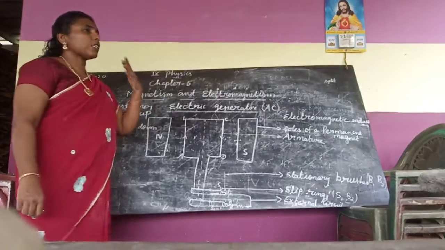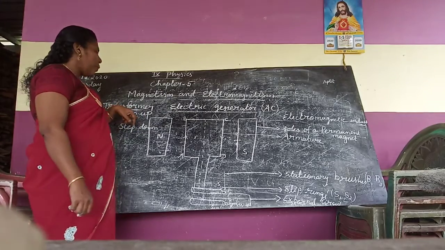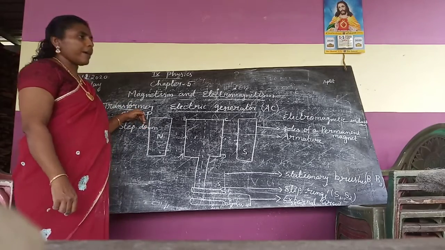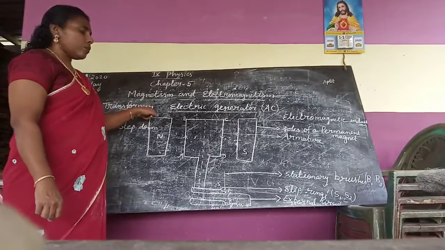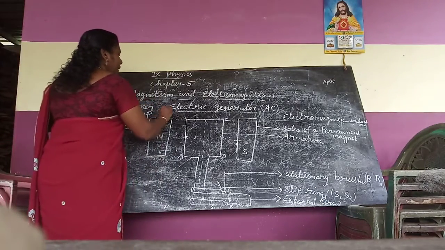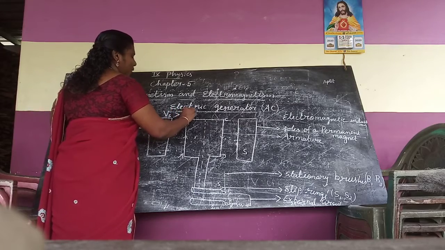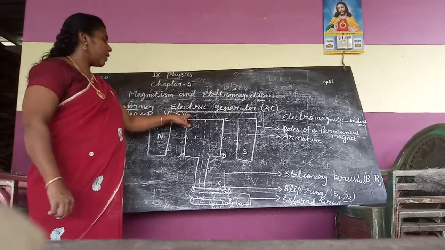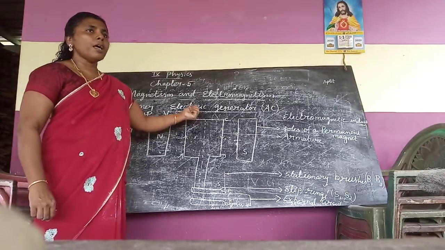Here the number of turns of the secondary coil will be more compared to the primary coil. Now we can see the first type, the step-up transformer. The step-up transformer converts low alternating voltage to high alternating voltage. Here VS, the secondary voltage, is greater than the primary voltage. The number of turns of the secondary coil is greater than the number of turns of the primary coil.